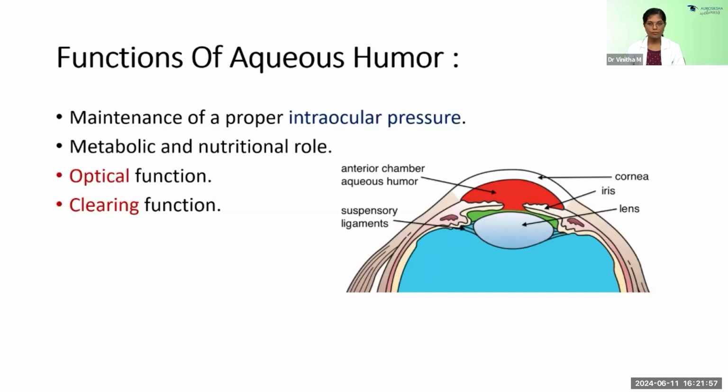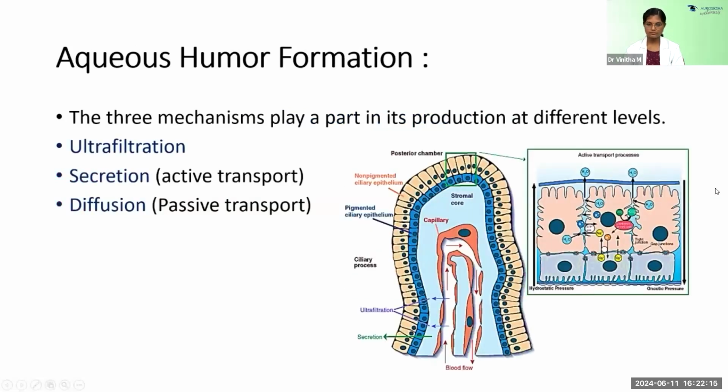It provides optical transparency. It cleans the blood, remnants of lens, and any products of inflammation present in the anterior chamber, thus acting as a lymph in the eye. Aqueous humor formation. It is formed from the ciliary blood vessels through ultrafiltration, secretion, and diffusion.